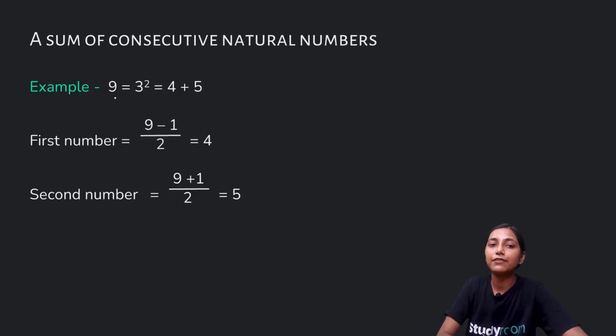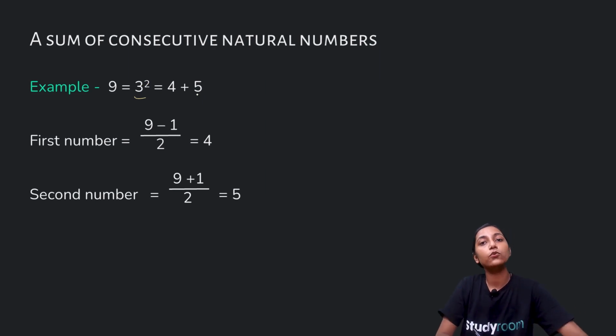Now for example, we have 9. Now 9 is the square of 3, we know that. It is the square of this odd number, that is 3. So 3 square equals 9. 9 can be written as the sum of two consecutive positive integers. Which two positive integers are those? Consecutive positive integers 4 and 5. 9 can be written as the sum of 4 and 5, that is 4 plus 5.